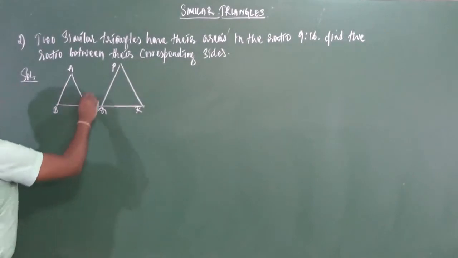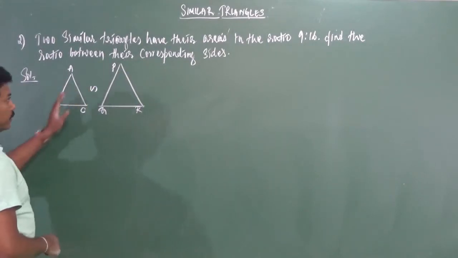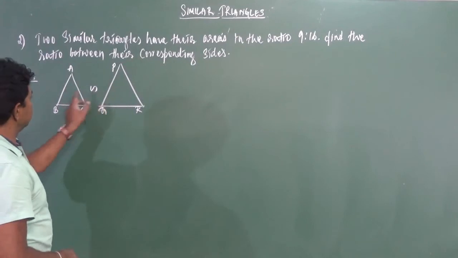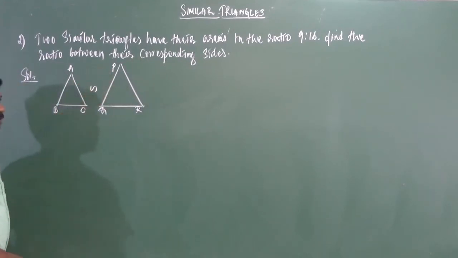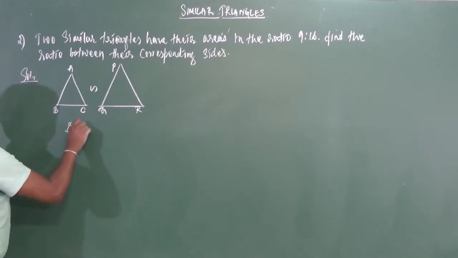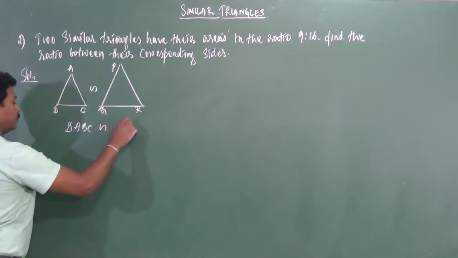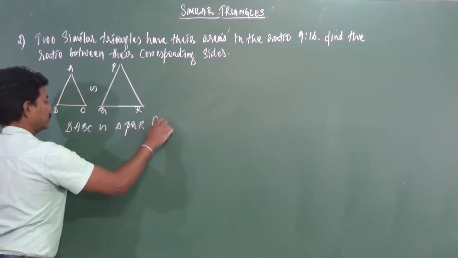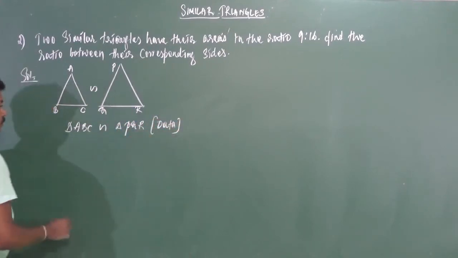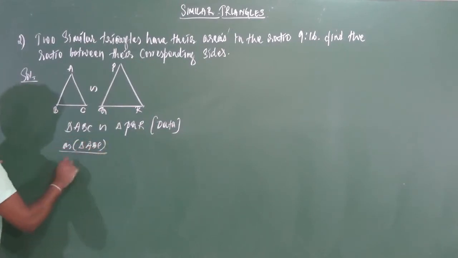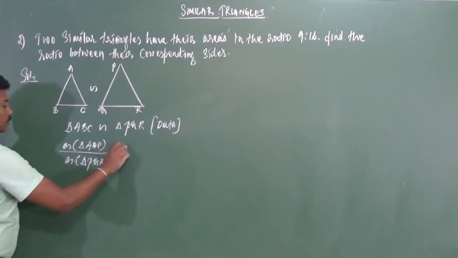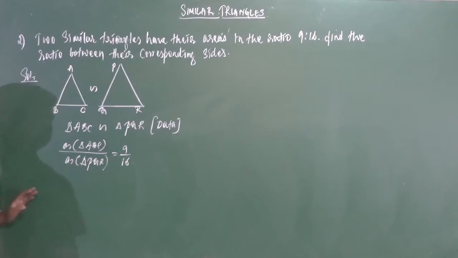So these two triangles are already similar. The ratio between the areas of two similar triangles is 9 is to 16. Find the ratio between their corresponding sides. Okay, so it's very simple. Triangle ABC is similar to triangle PQR, according to the data we have got. So area of triangle ABC by area of triangle PQR is equal to 9 by 16. This is the ratio they have given.